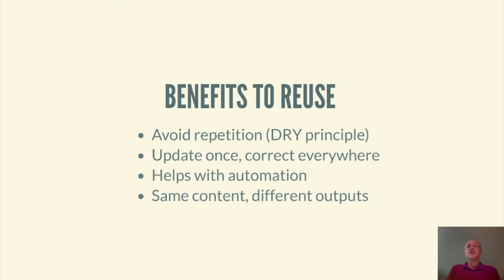Well, the first is to avoid repetition. There's a long-standing principle within development that's called the DRY principle, which means don't repeat yourself. Because as we've seen, if you have different kinds of things in different places, you don't know which one is correct. You don't want to do the same kind of thing over and over again. You want to have one thing that works correctly and use that and only that.